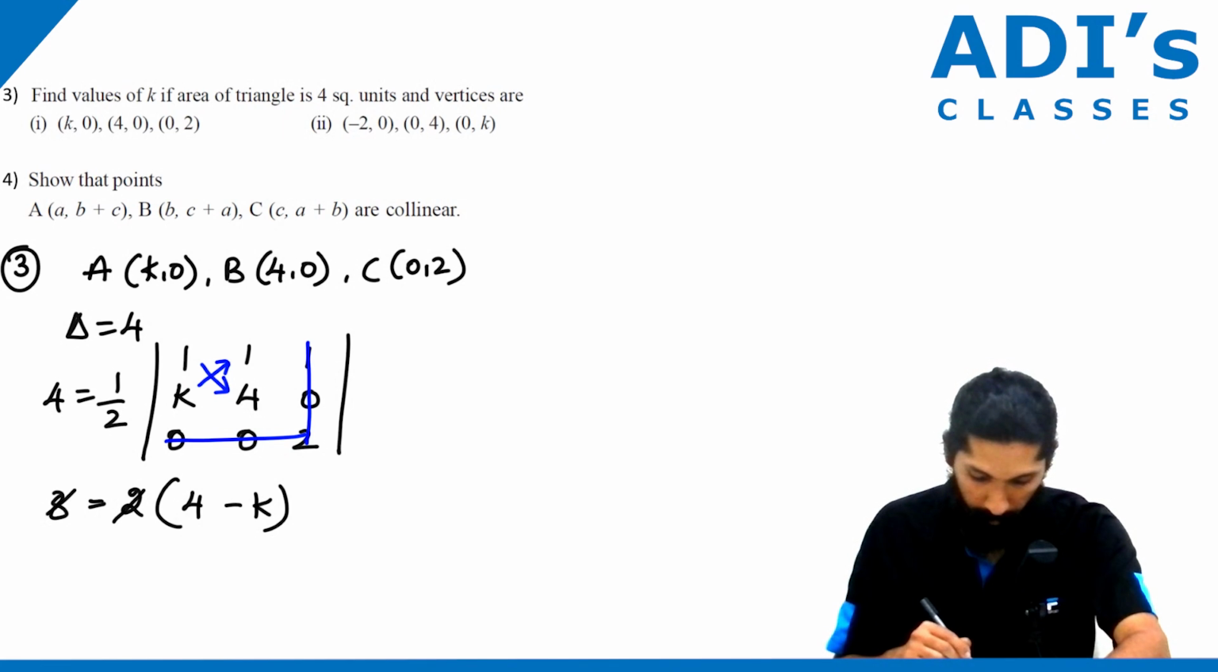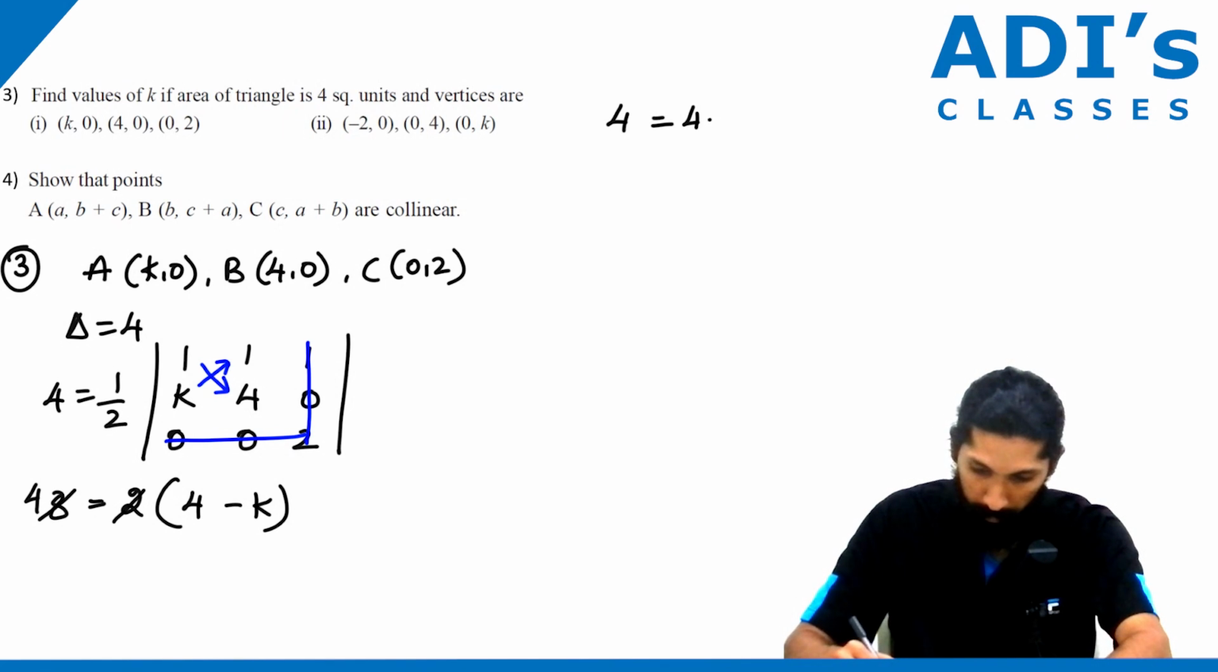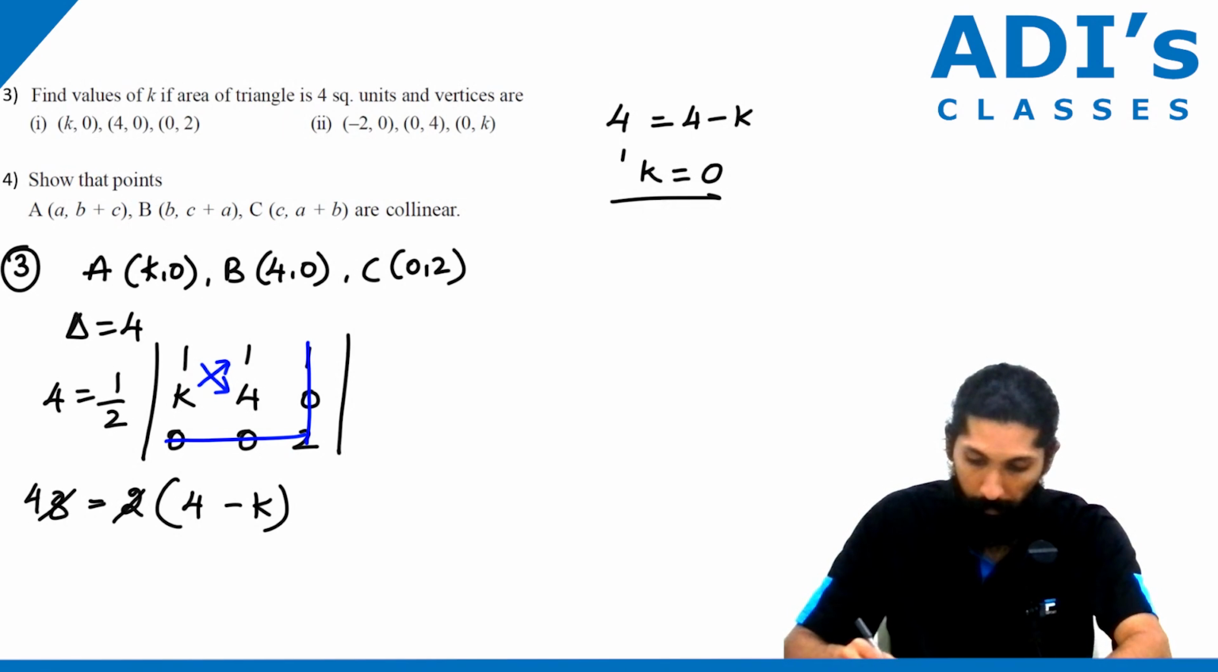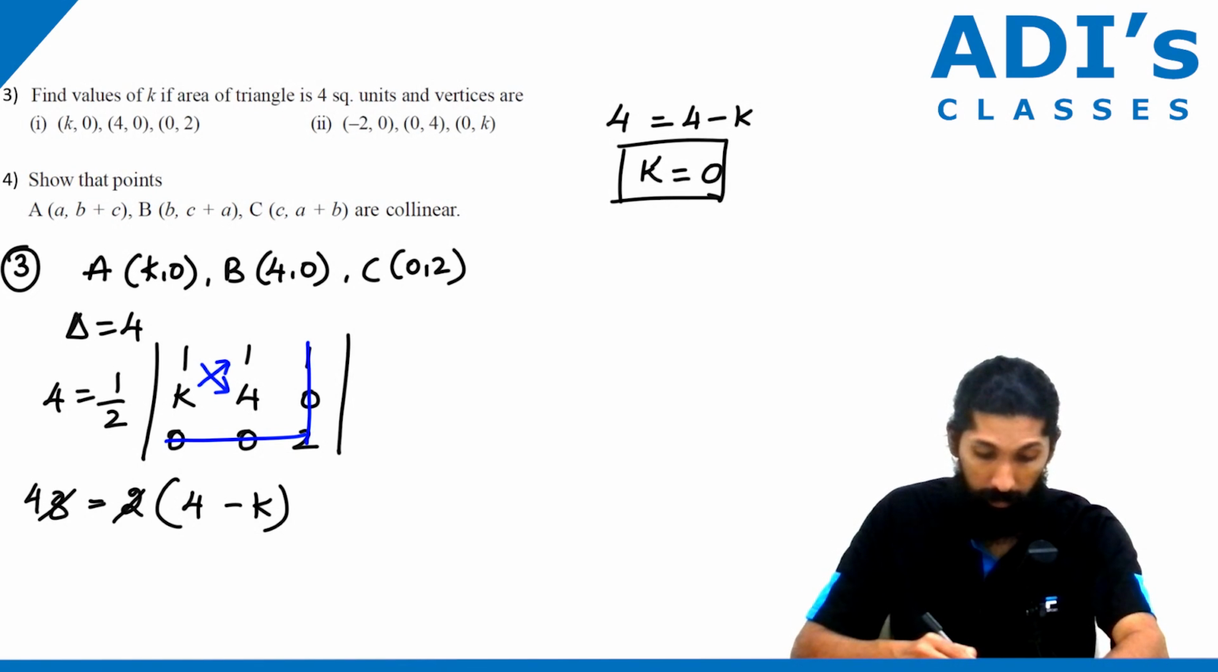Isn't it? So this is going to become 4 times. So what do you get here? You'll get 4 is equal to 4 minus k. That means k value is going to become 0. K value is going to become 0. This is the answer for the third one. In the sense here, you have the value of k to be 0.